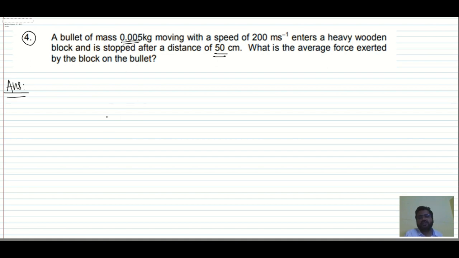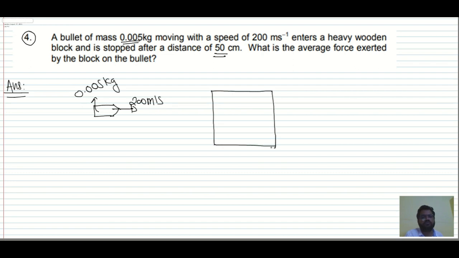Okay. So over here, one bullet is given of mass 0.05 kg, which is initially moving with 200 meter per second and enters a heavy wooden block. So this is the wooden block given. And it is stopped after 50 centimeter. So initially here 0 centimeter, and here 50 centimeter. So the distance traveled by this bullet is 50 centimeter. What is the average force exerted? Okay. So the final velocity we have is 0 meter per second.